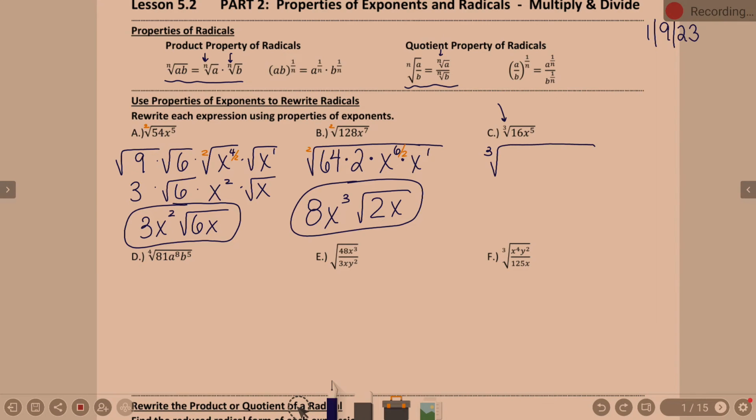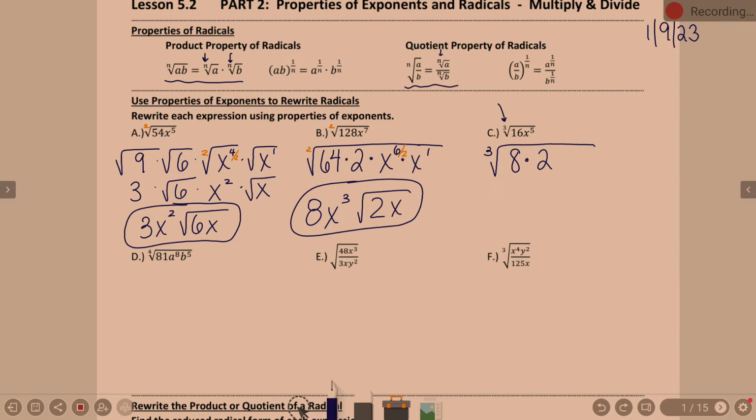Okay, so 16, I'm going to break up into 8 and 2. Square root. Because I can take the cube root of 8, and 2 is the leftover piece. Okay, x to the 5th. Can I take the cube root of x to the 5th? No. Why can I not take the cube root of x to the 5th? Because you can't divide 5 by 3. Okay, 5 does not divide by 3.